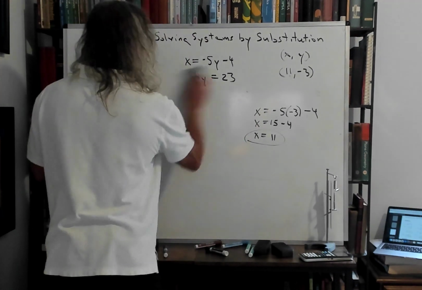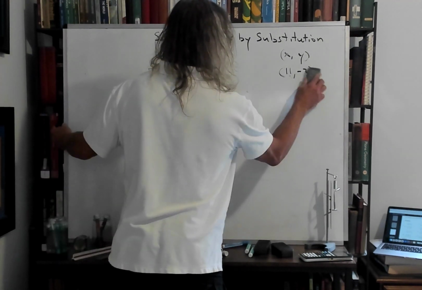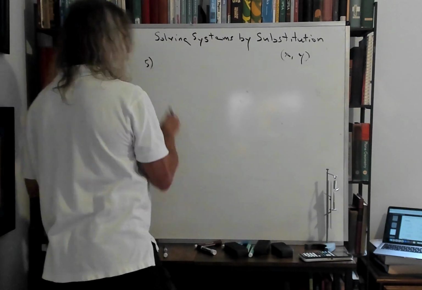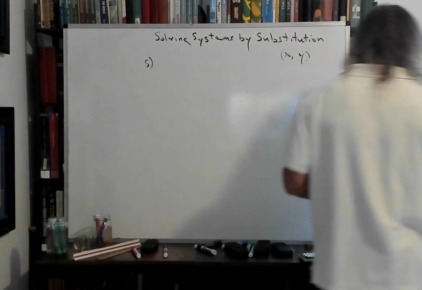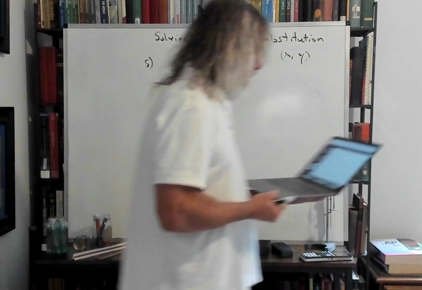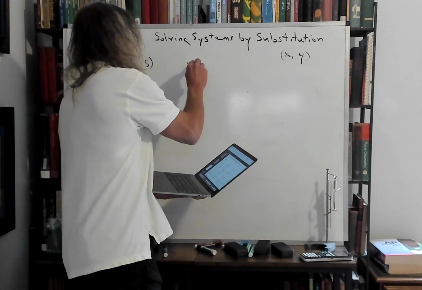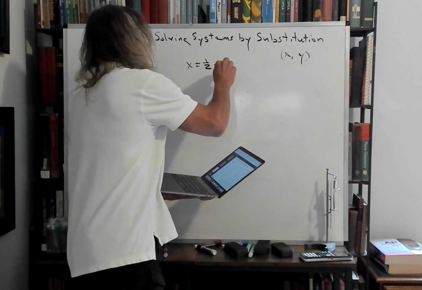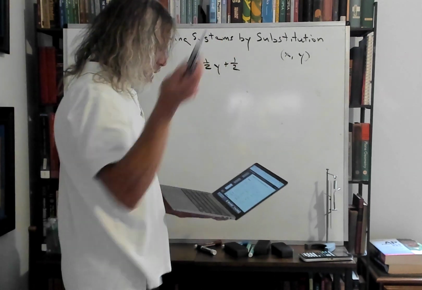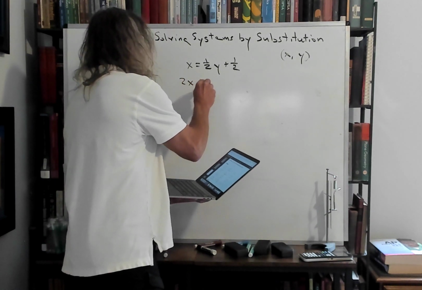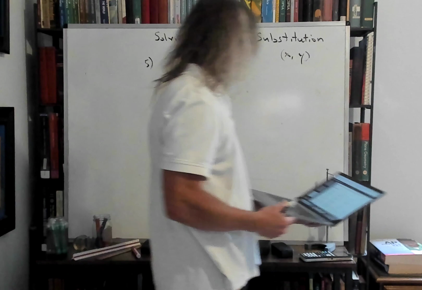Number 5. So x is 1/2 y plus 1/2. Fractions are cool. 2x plus y is -1. Okay.